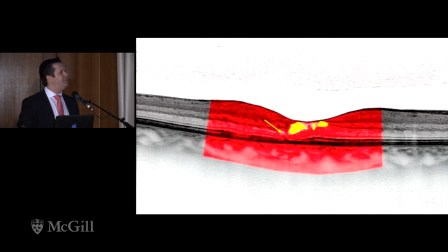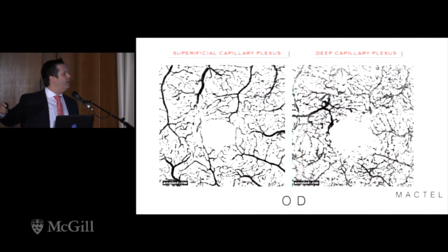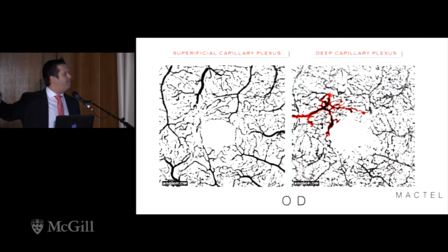You can see the details on the current B-scan. Of course, we do the full depth imaging. That's why you have very nice vitreous information in here. So here is what you see in the deep capillary plexus. You can see it very nicely, the vessels associated with MacTel.